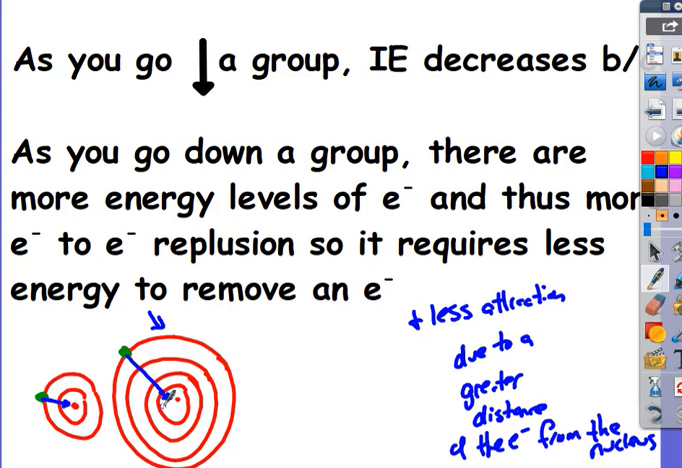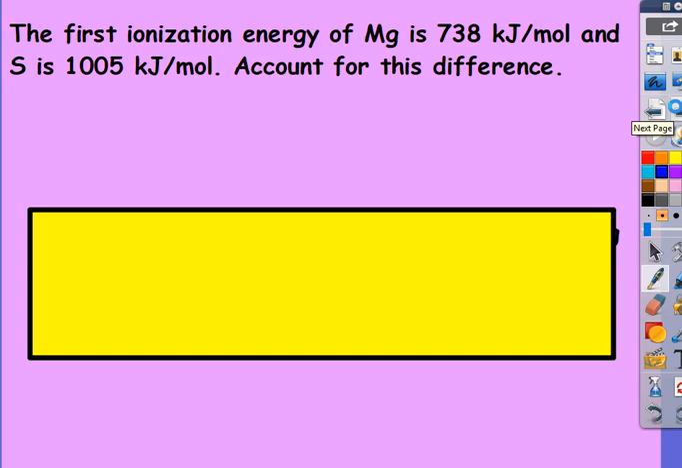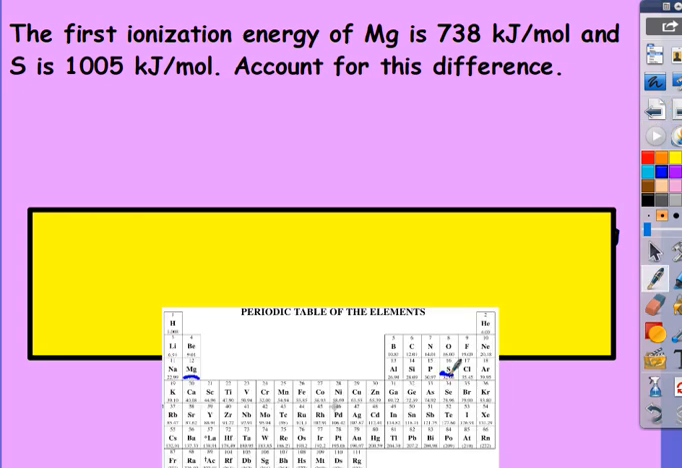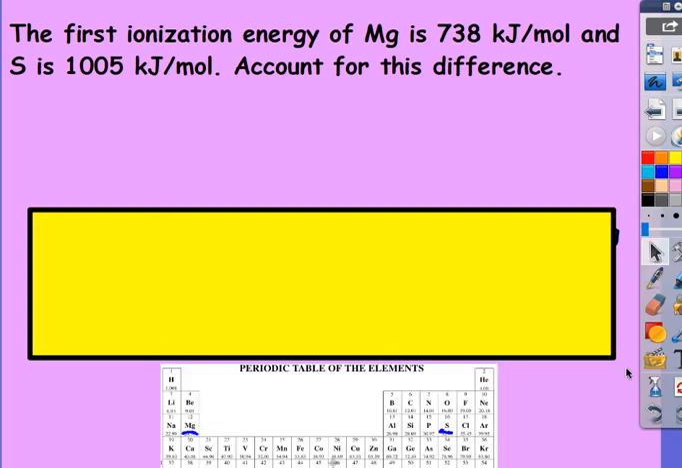The first ionization energy of magnesium is 738 kilojoules per mole, while sulfur is 1005 kilojoules per mole. So magnesium is located here and sulfur here. So come up with your explanation on why magnesium is less than sulfur. Restart when you've come up with your answer. Remember, make sure that you have a full, complete answer in complete sentences.